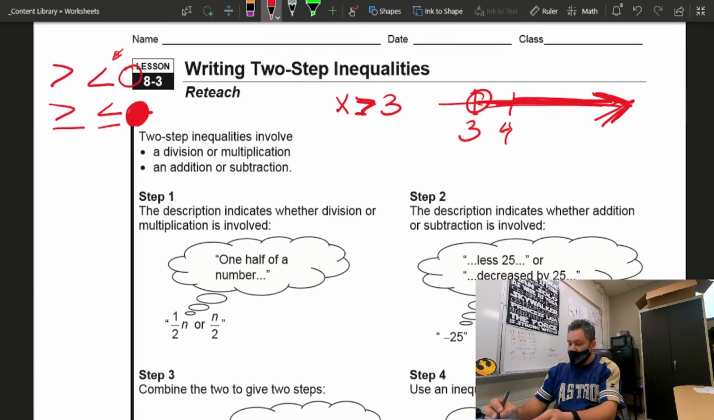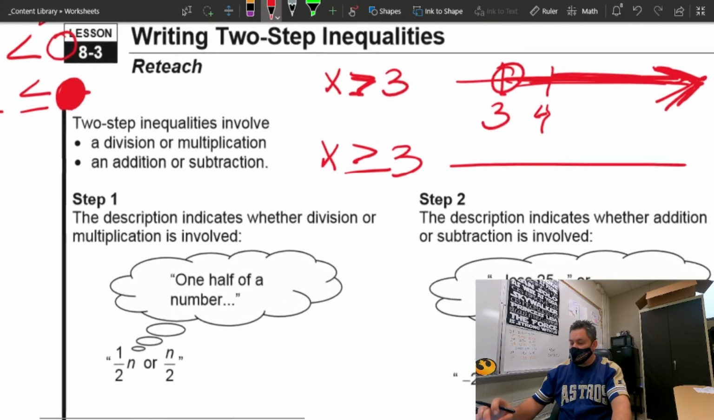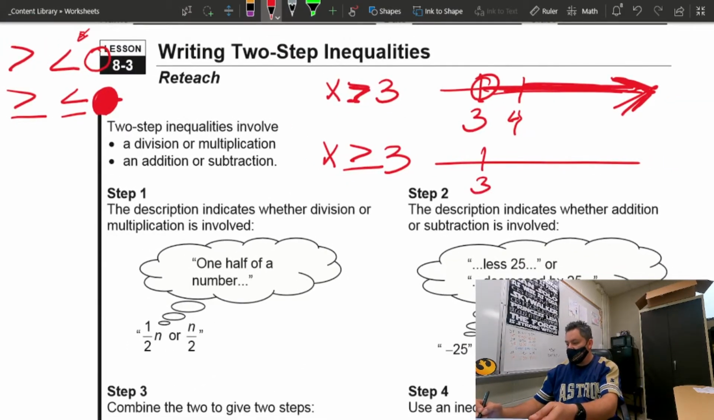Let's come back and try this one. What if my answer was this? How will you graph x greater than or equal to 3? Again, I got my 3. Which way, to the right or left? Also to the right. Very good.